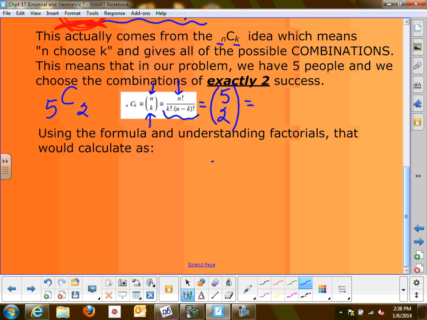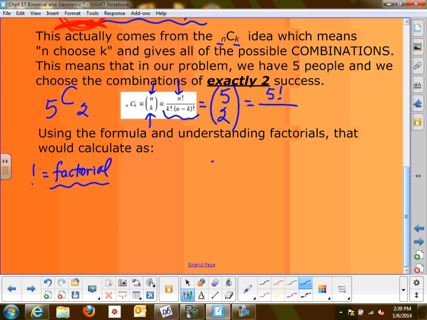N factorial, that exclamation point is called factorial. In other states, they've actually done this, but in our state, we don't learn factorial really until this class. So we've got 5 factorial because it's N factorial.